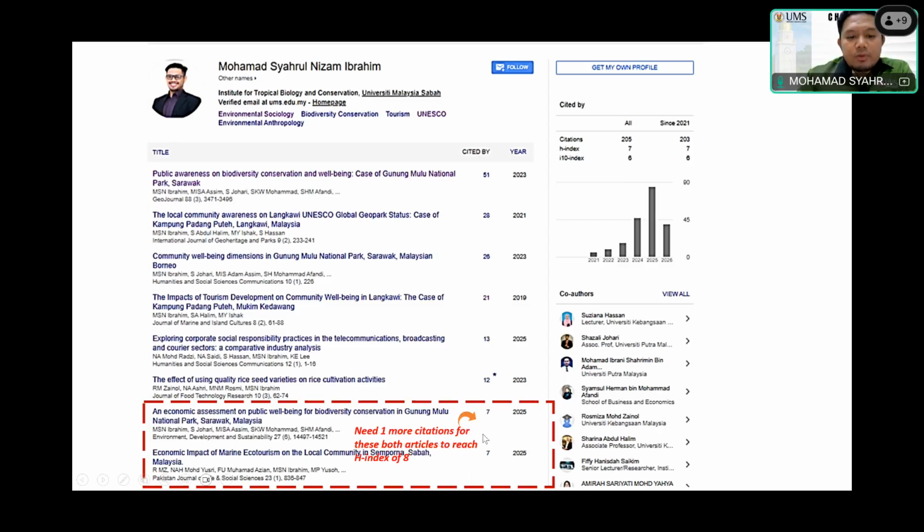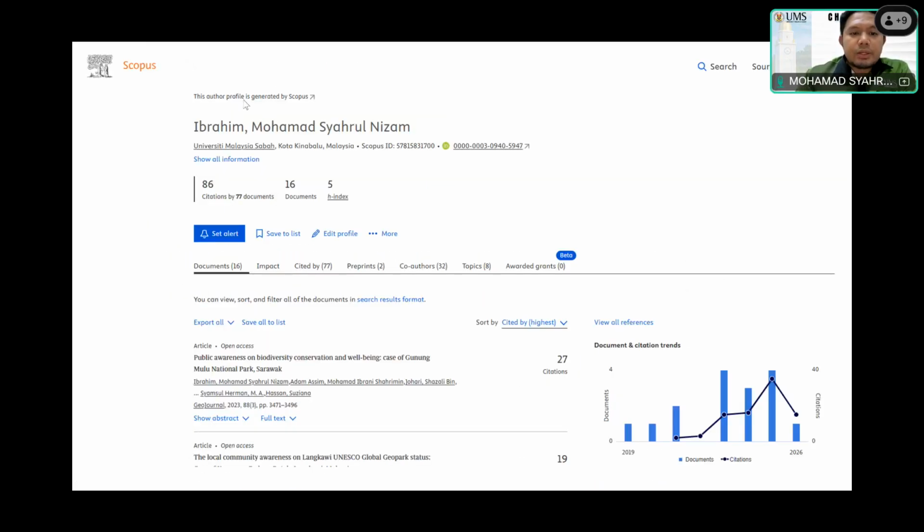So I need one more for economic assessment, one more for economic impact in order to get an H index of 8. Yeah, this is how it works, how we can increase our H index. So this we can target, okay, for the citations. Okay, this is Scopus with an H index of 5. Yeah, Scopus.